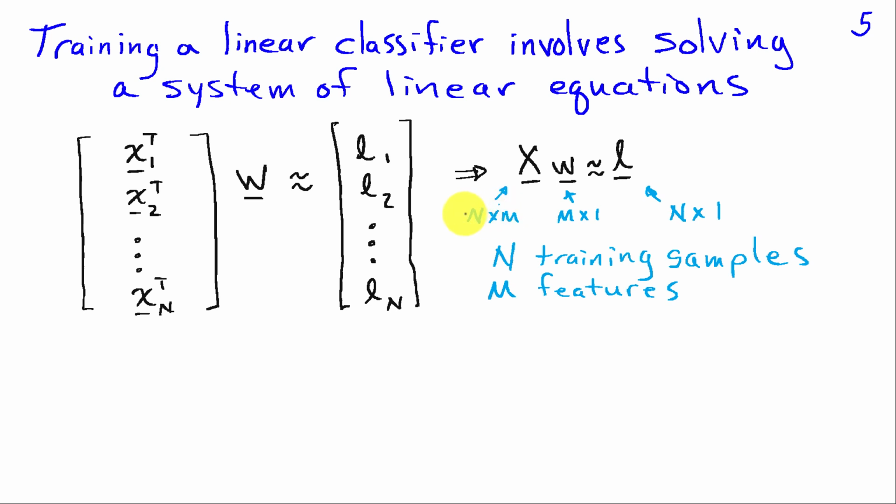If I have n training samples and each of those features has m components in it, then X will be an n by m matrix, W will be an m by 1 vector, and of course L then is an n by 1 vector as well.